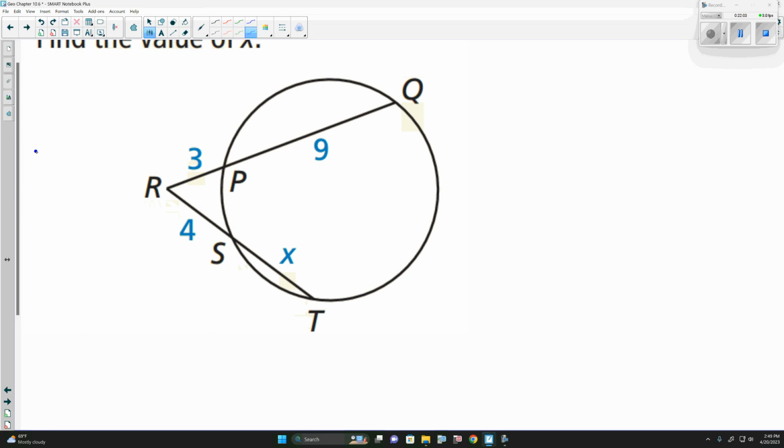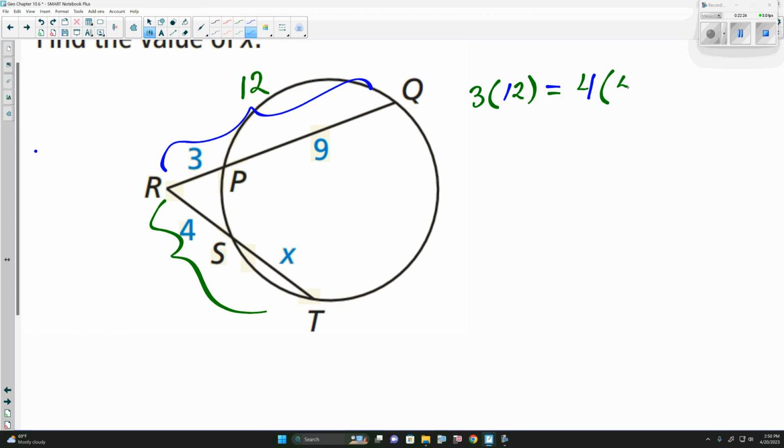So looking at this here, we have the exterior times the whole. So for one line, it is 3 times 12. Because we need the whole length, so 3 and 9 would give us 12. The other side would be the exterior, which is 4 times 4 plus x, because the whole length would be 4 plus x.